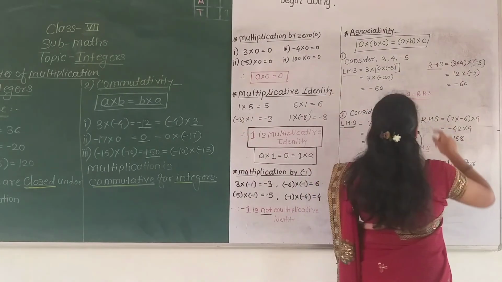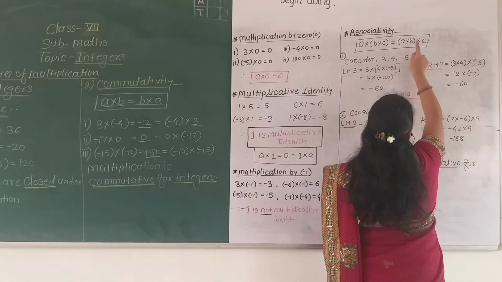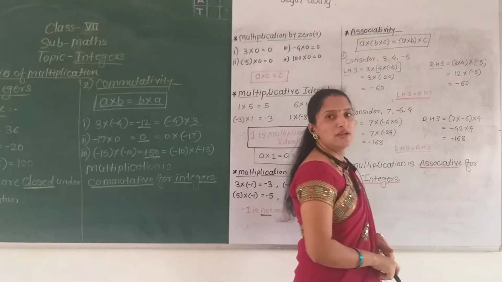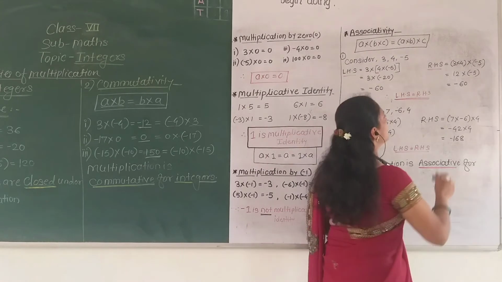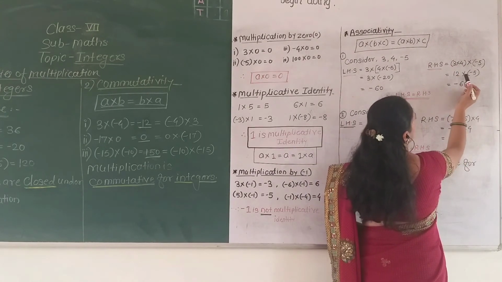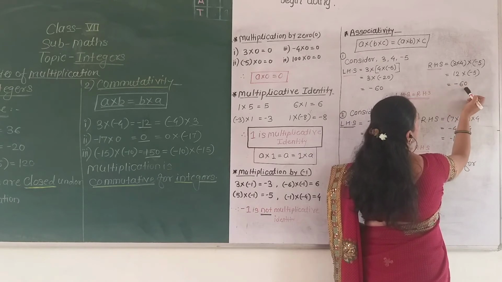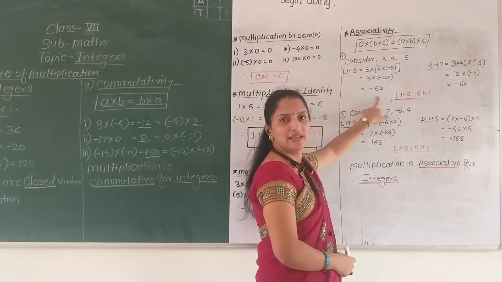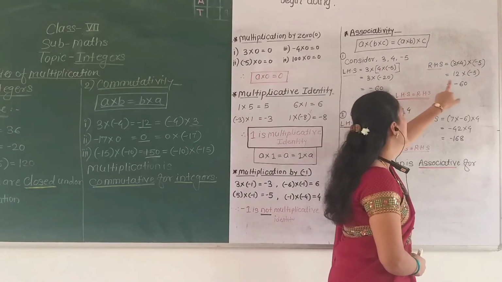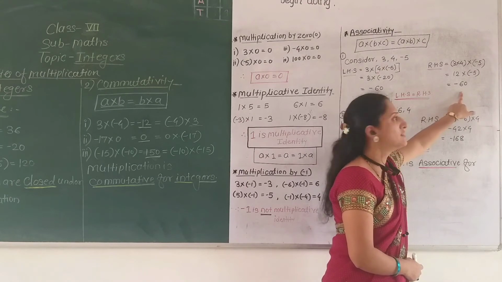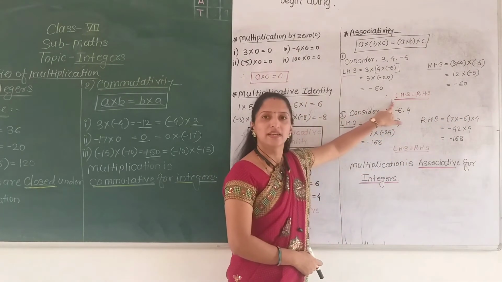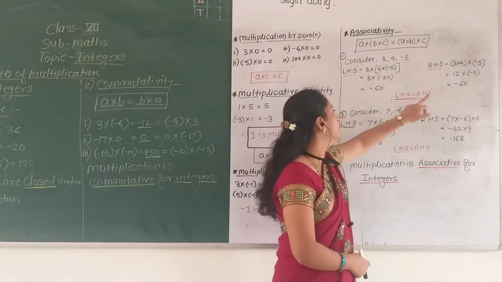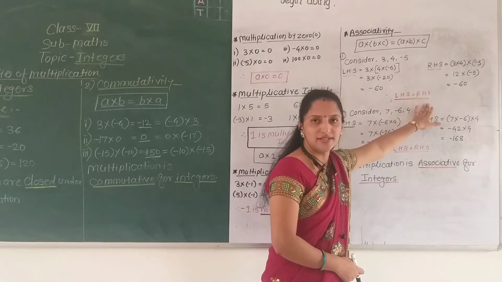Now for the RHS, I make the group of A and B. That means 3 into 4, into negative 5. First we have to solve the bracket. 3 into 4 is 12. Now 12 into negative 5 is negative 60. So look at LHS and RHS. Here the LHS answer is negative 60, and in the RHS the product is also negative 60. That means we get LHS is equal to RHS.